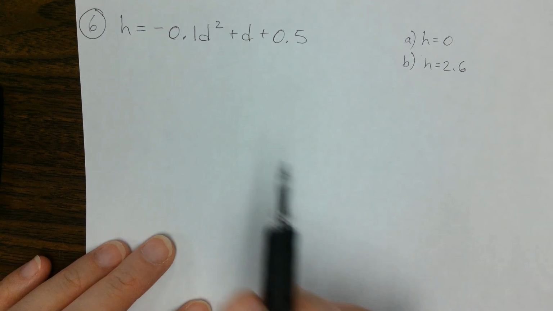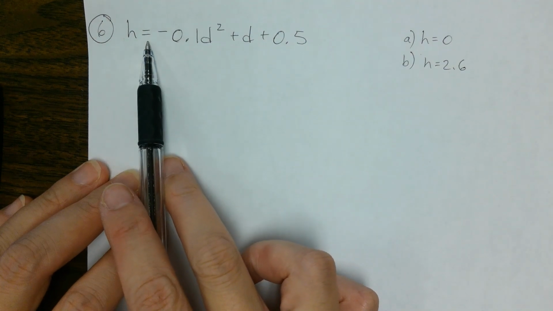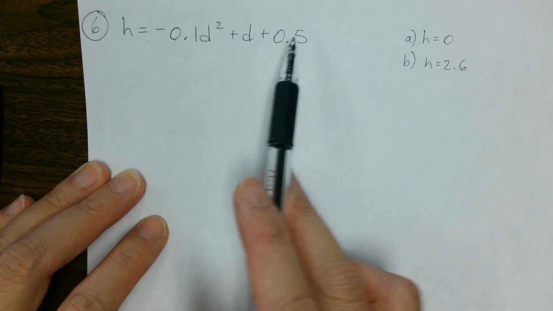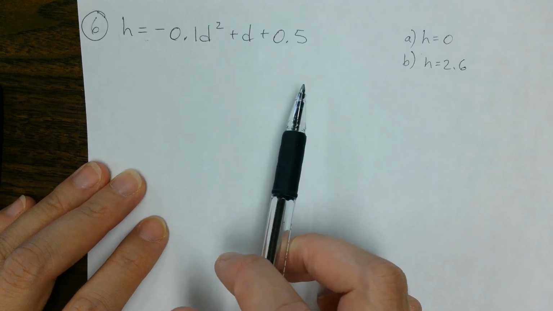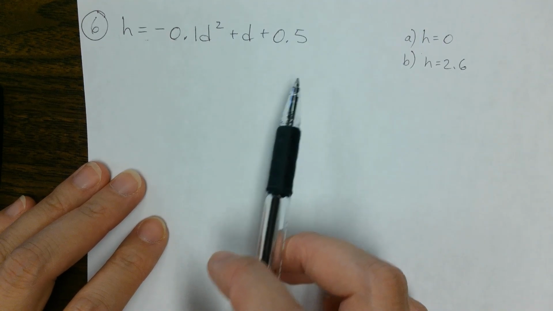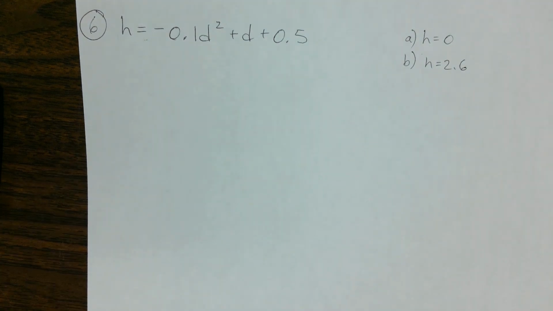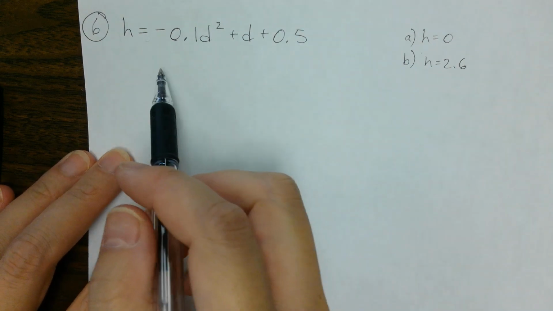Okay, so taking up question number 6 from the homework. This is the path of the football. You want to know when it hits the ground. So are we talking about quadratic or are we talking about vertex? Yep. Quadratic. Good. All right.